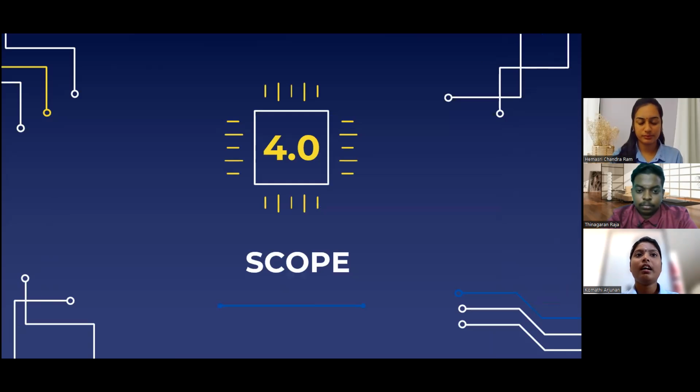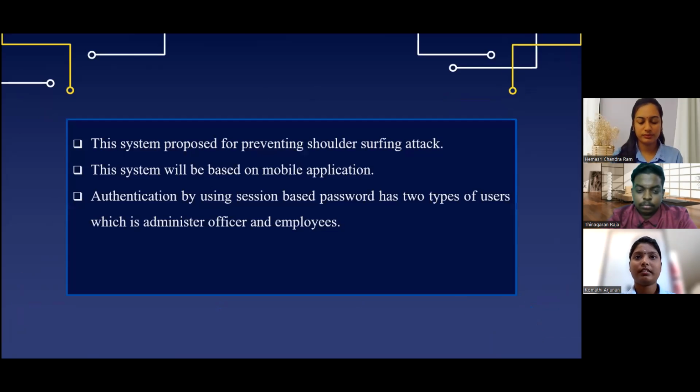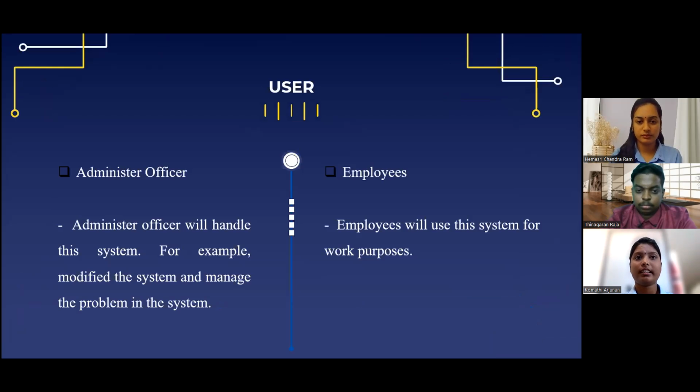This part will be the scope of our project. This system is proposed for preventing shoulder surfing attack. Besides that, this system will be based on a mobile application. Now for the scope, the administrator officer and employees are our potential users.